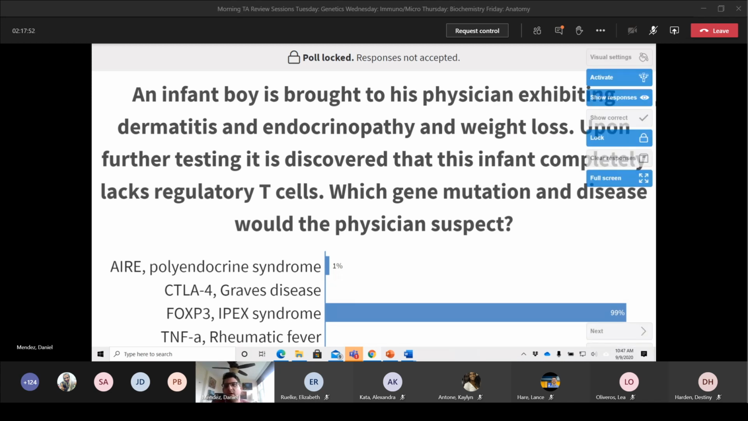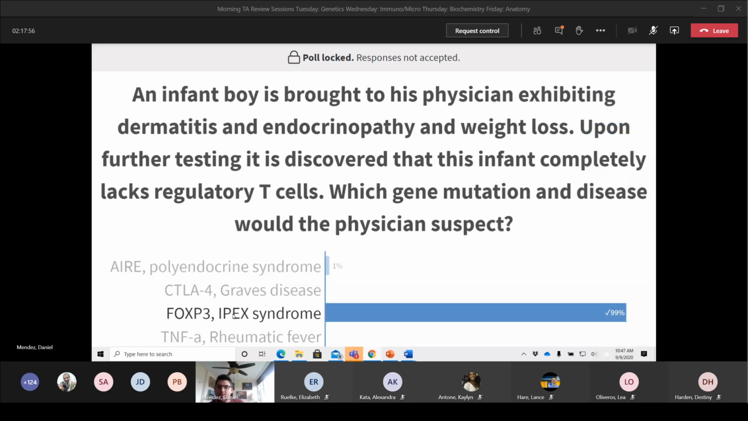So remember, if we're talking about Tregs here, we are talking specifically about IPEX, because that mutation would be in FOXP3. If we lack Tregs, if it deals specifically with regulatory T cells, it is IPEX. AIR is when we have a lack of negative selection, so that's kind of an overarching term. Lack of regulatory T cells deals directly with IPEX.